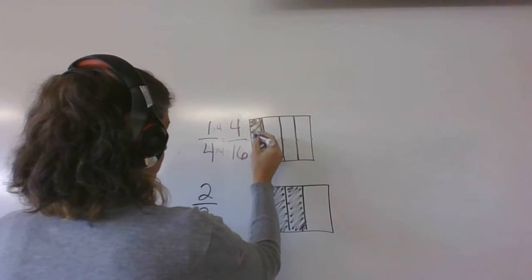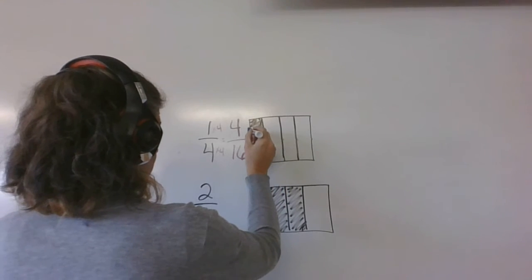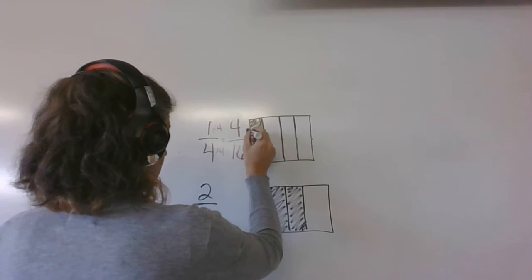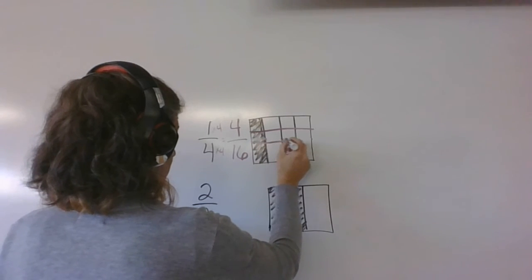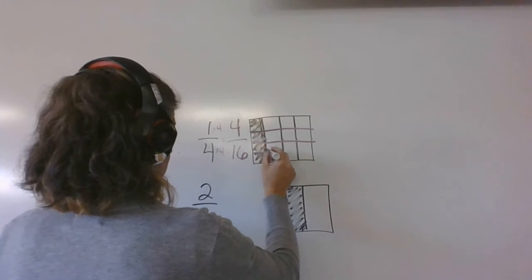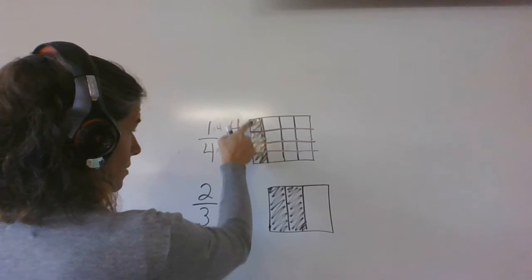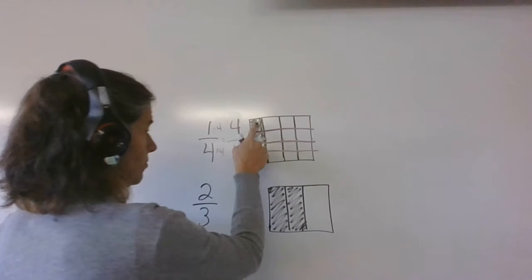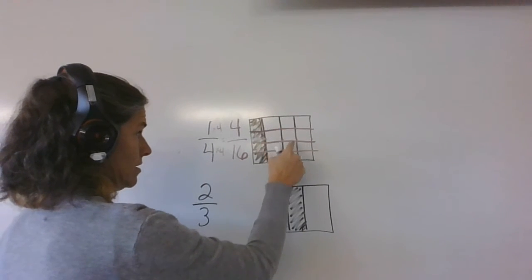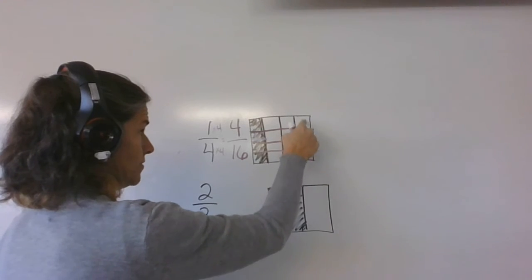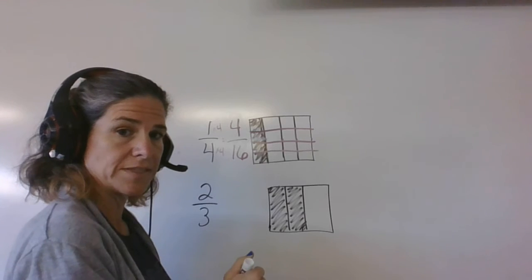Okay. So if I'm going to split this up, one line here, there. So I have 1, 2, 3, 4 that are shaded in out of 1, 2, 3, 4, 5, 6, 7, 8, 9, 10, 11, 12, 13, 14, 15, 16. When you write equivalent fractions, you're just scaling up at the same number.